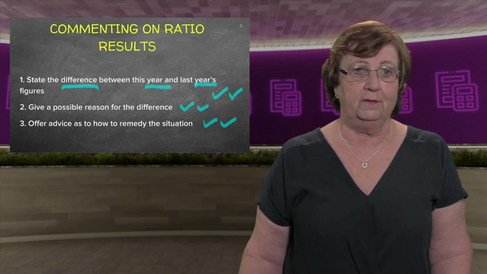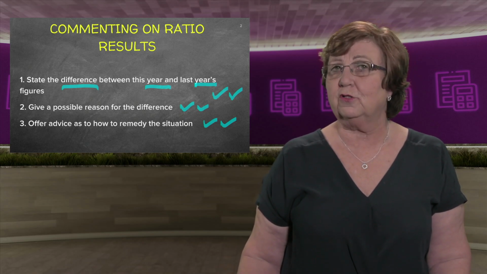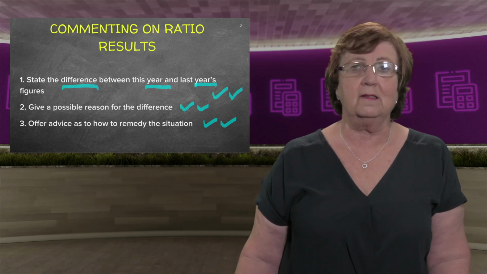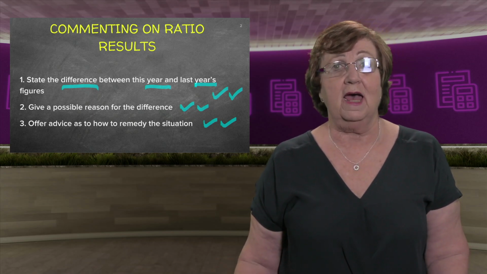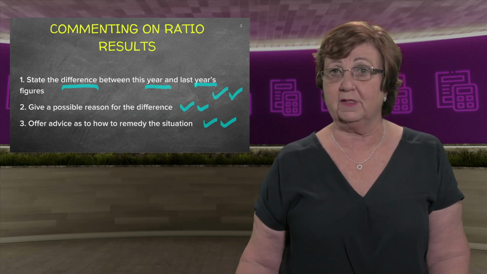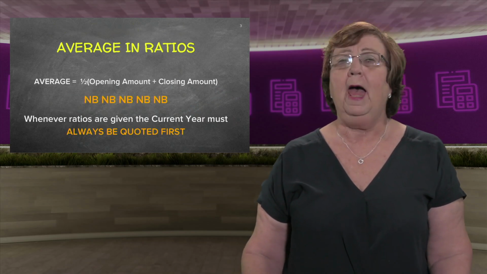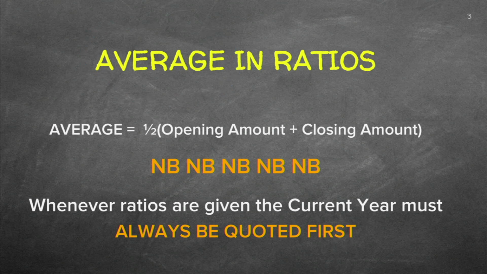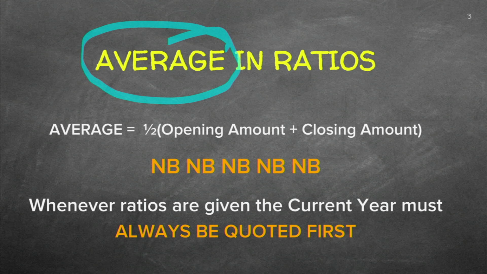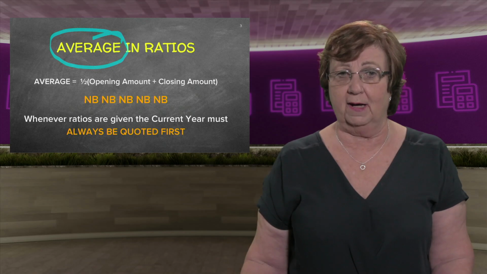So remember, learn how to comment: the difference, the possible cause, and thirdly, offer advice as to what you're going to do to improve the situation in future. Another important thing is average. We often use this word average in the calculation of our ratios. Average simply means we're going to take the opening balance plus the closing balance divided by 2, and that would be our average amount.